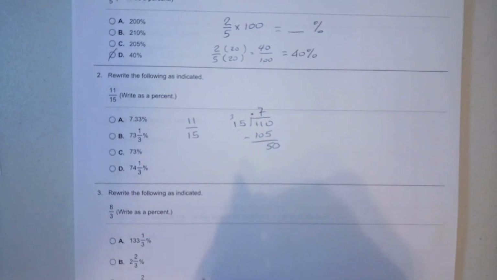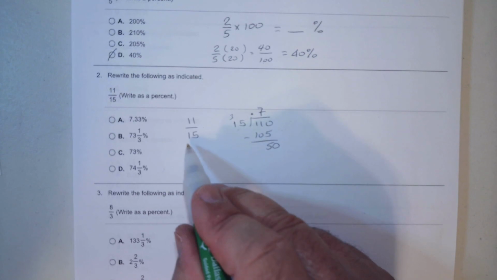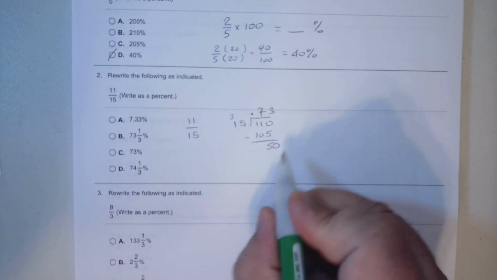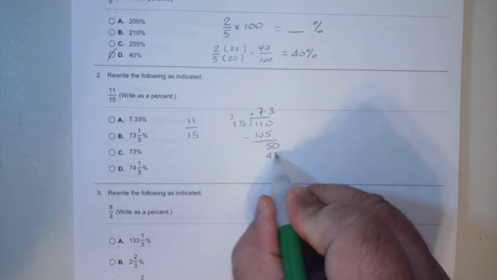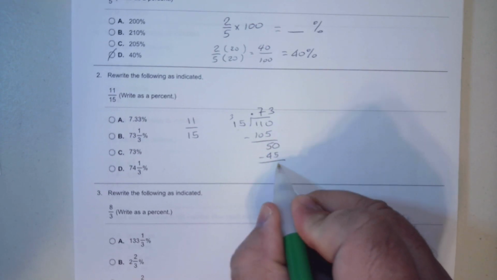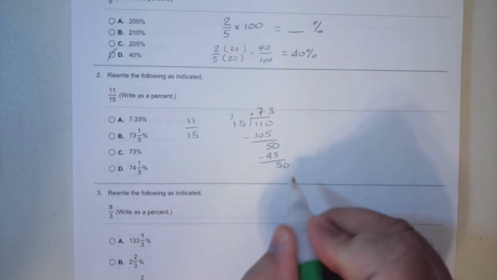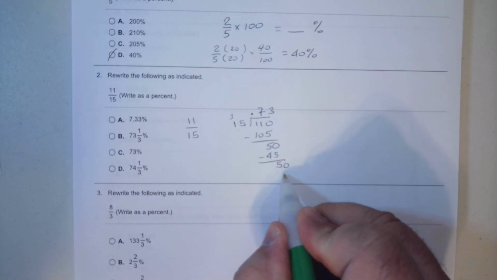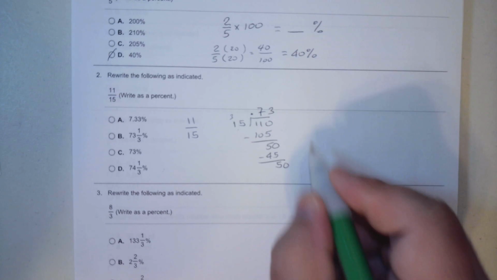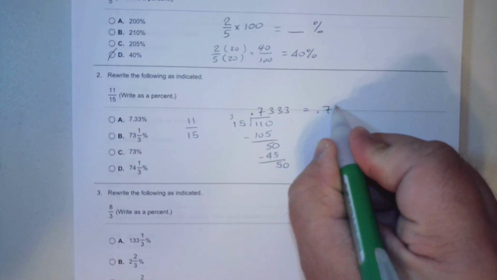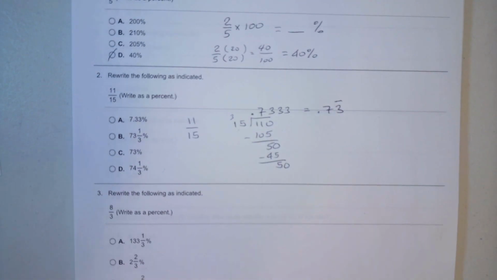Add a 0 behind there. 15 goes into 50 3 times. 3 times 15 is 45. Subtract them, I get 5. And you see, it keeps on going. It's always going to be 50, 45, 50, 45. So it's 0.73, and the 3 repeats itself forever.